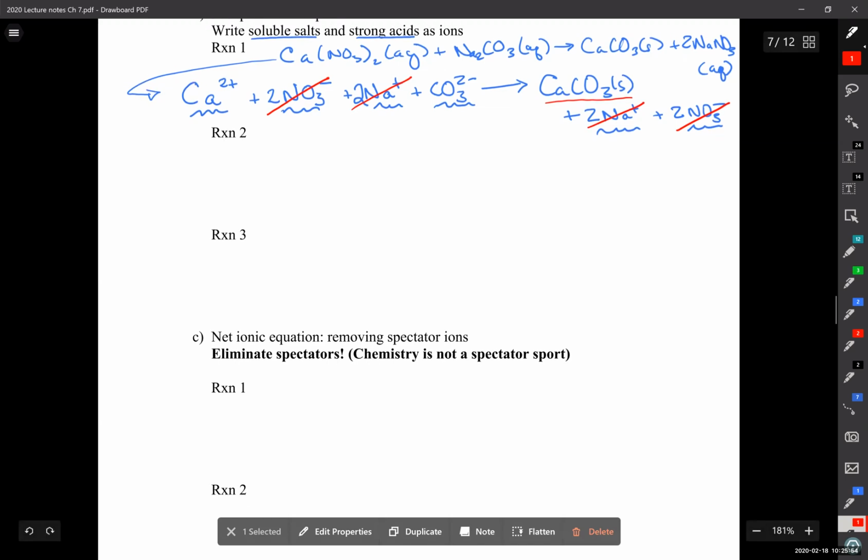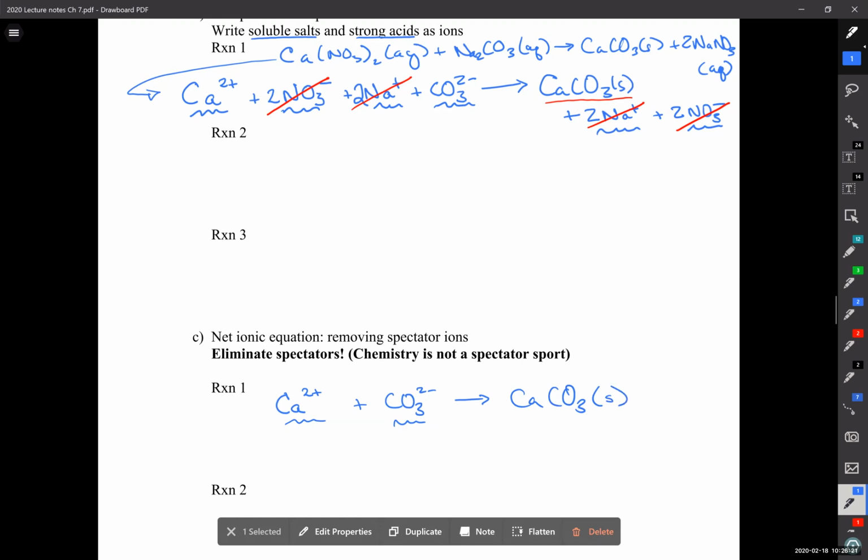So it's going to be Ca 2 plus, aqueous, plus CO3 2 minus, that's aqueous, gives CaCO3 solid. Like that. That's the net ionic equation. A lot easier to write. The reason net ionic equations are important, they tell you that if you mix calcium and carbonate ions in any form together, they'll precipitate out as a solid.